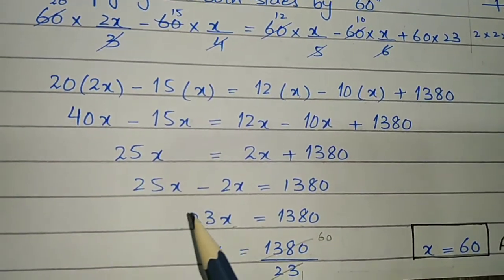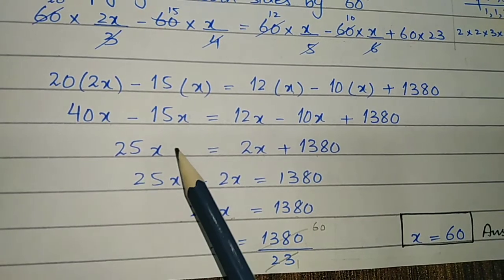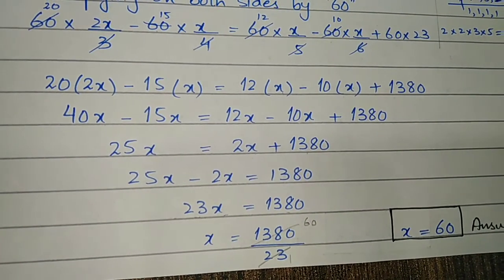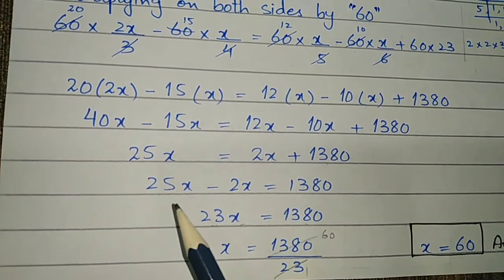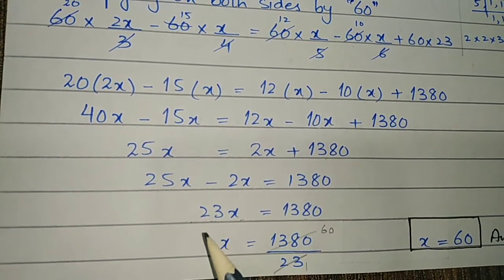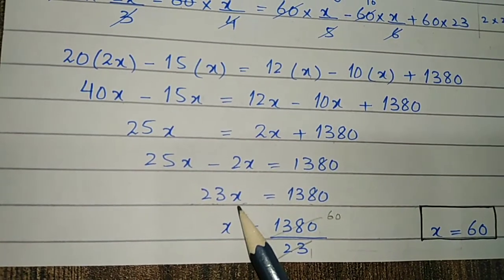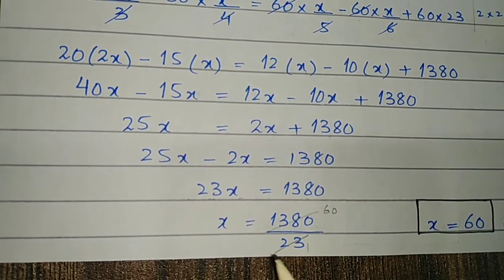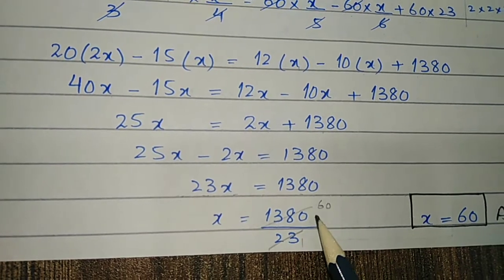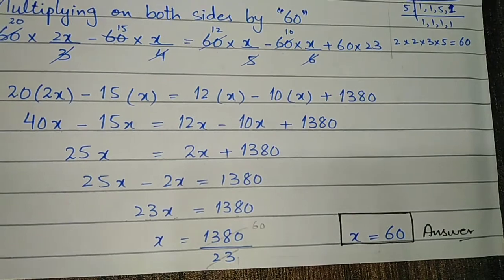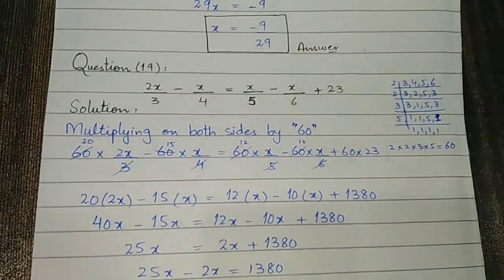Now we have to separate the like terms on the left hand side. 25x minus 2x equals 1380. Now 25x minus 2x will become 23x equals 1380. So 23 is multiplying with x, so it will be divided on the right hand side. So x is equal to 1380 divided by 23. And after the cutting, you will get the answer, which is 60. So 60 is the solution set of this equation.